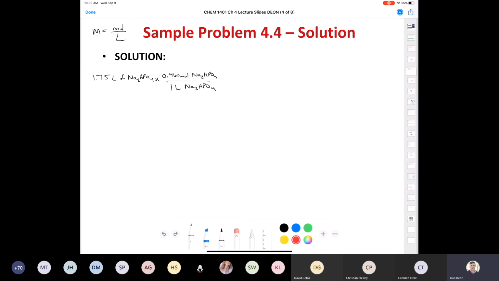Now my volume of sodium hydrogen phosphate cancels out, and I've got moles. Where am I going to go to figure out the number of grams? I'm going to go to my molar mass, which was given to me on the previous slide.